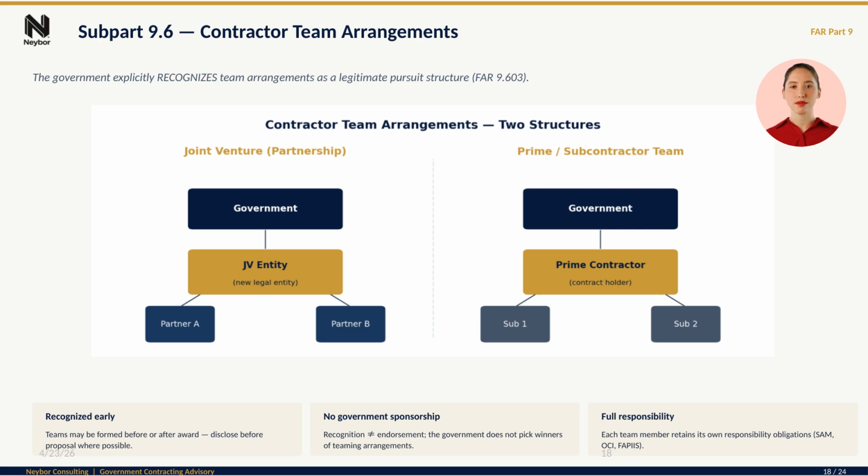Three key policies at the bottom. First, the government recognizes teams early. Disclose the arrangement in your proposal where possible. Second, recognition is not endorsement. The government does not sponsor or pick winners among teaming arrangements. Third, each team member retains individual Part 9 responsibilities: SAM registration, OCI screening, and so on. A clean prime doesn't inherit clean status for a dirty sub.